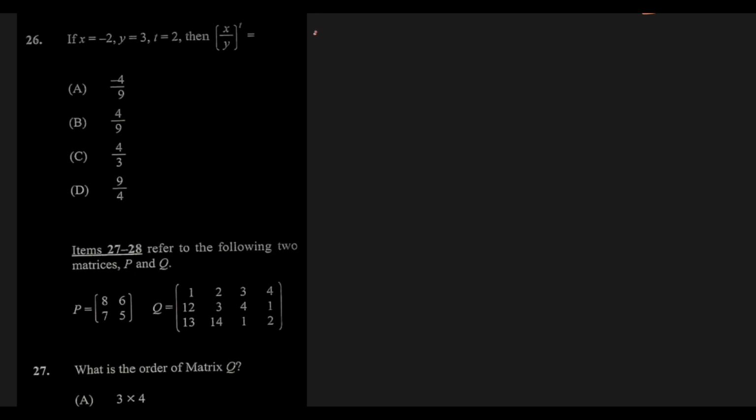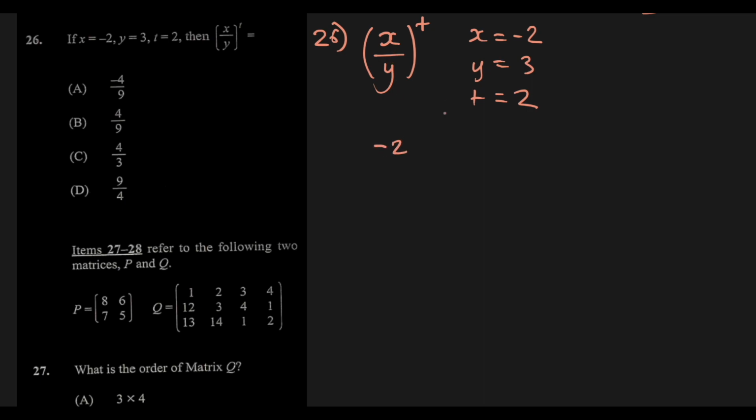So this question says we have some values of x, y, and t. We want to figure out what is x over y, to the power of t. So if x is equal to negative 2, y is equal to 3, t is equal to 2, we can do some substitutions. So in this case, we have negative 2, replacing this x with negative 2, over y is equal to 3. And that goes to the power of t, which is 2.